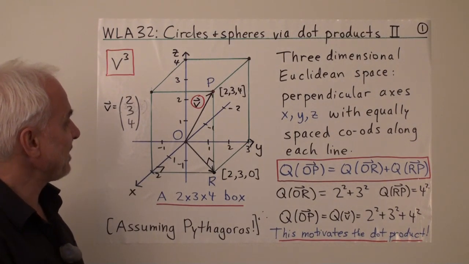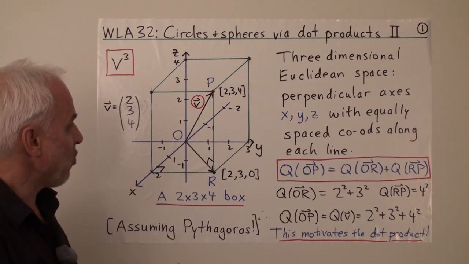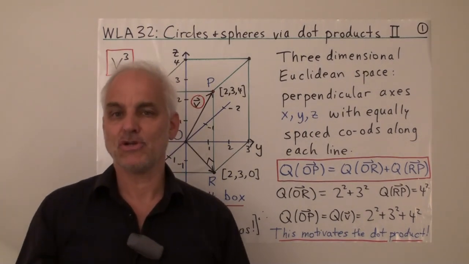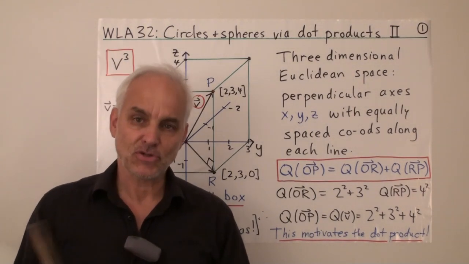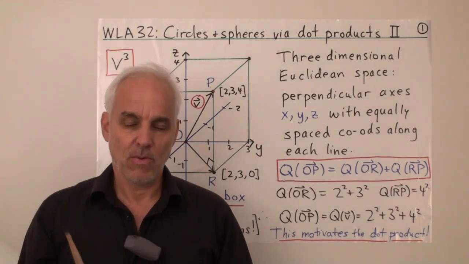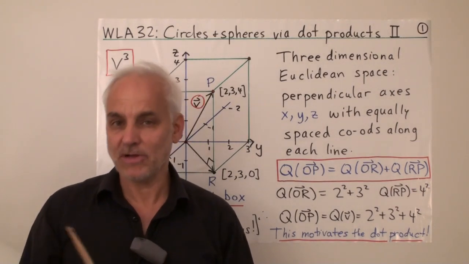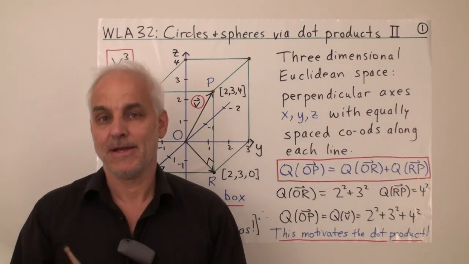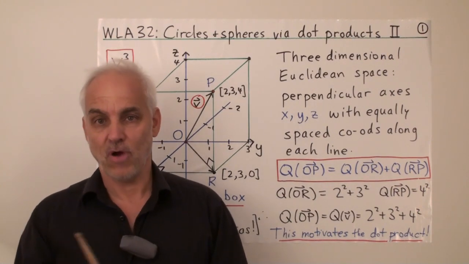Okay, so we want to investigate the idea of quadrance. How do we measure vectors in this kind of space? We want to talk about Pythagoras' theorem. We want to ultimately motivate the introduction of the dot product.